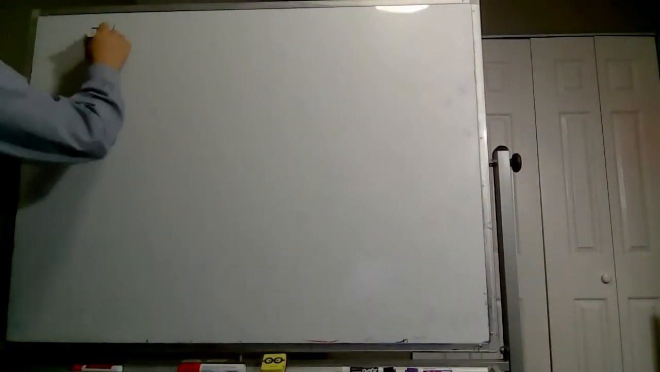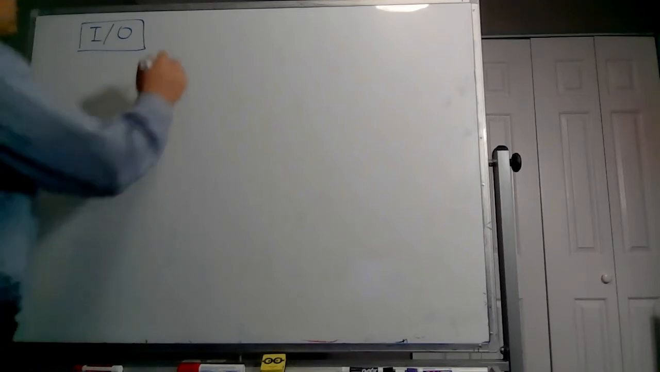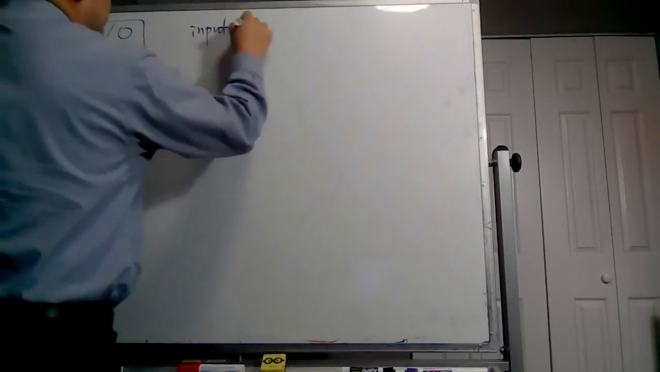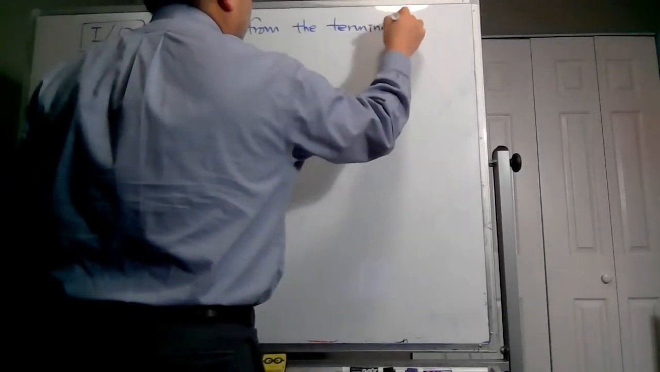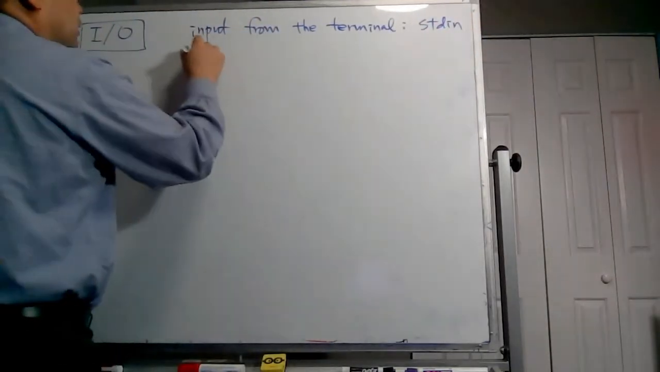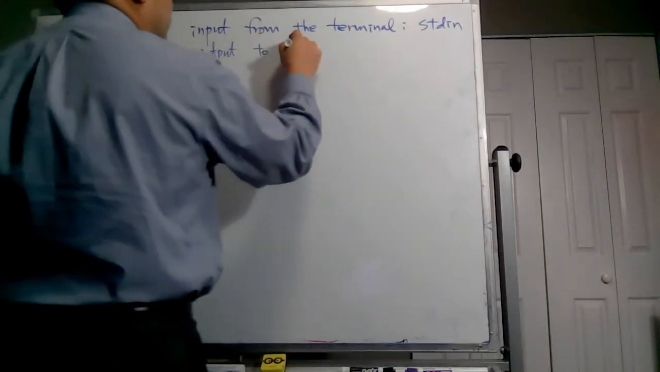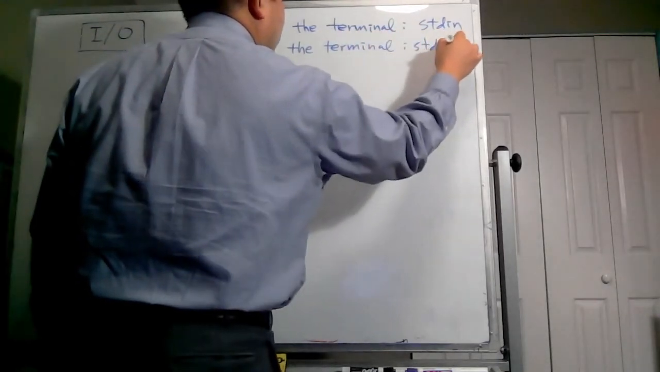In this video, we're going to talk about file I/O. So far, for input-output mechanism, we used input from the terminal and output to the terminal, printout. So input from the terminal was stdin, and then output to the terminal was stdout. Okay.